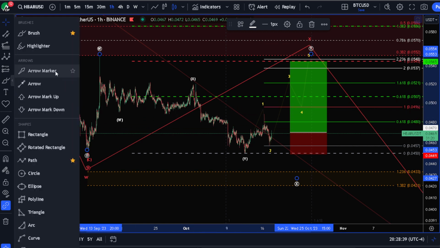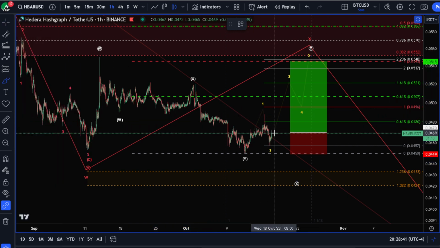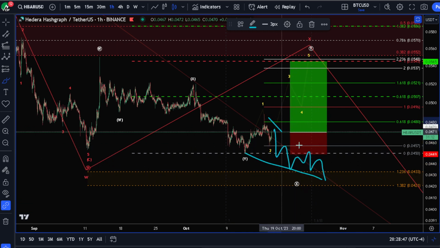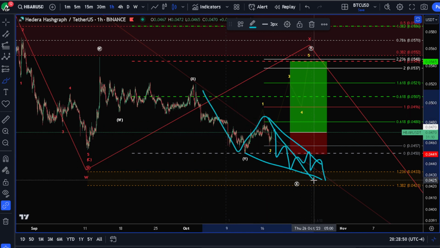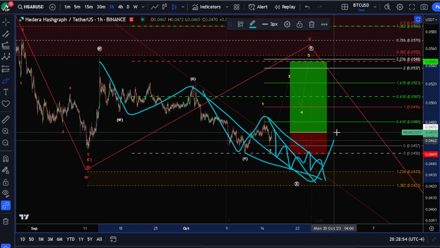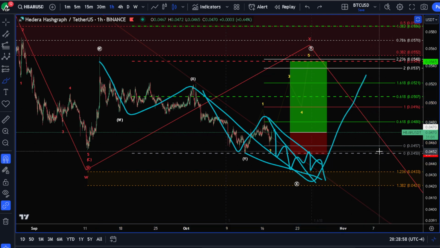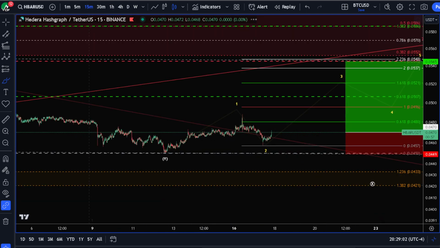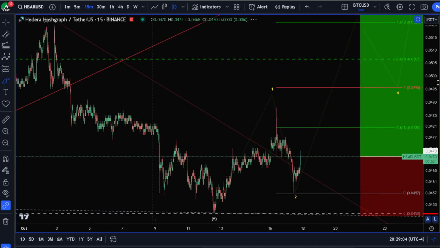Because this could just break down, make some sort of ending diagonal, and this becomes an ABC. This becomes a WXY, and then we get our move to the upside, and then short. Anyways, I'm not trying to overcomplicate things. I'm in the long currently, but just be aware that I'm paying attention to a lot of different things going on at the moment.